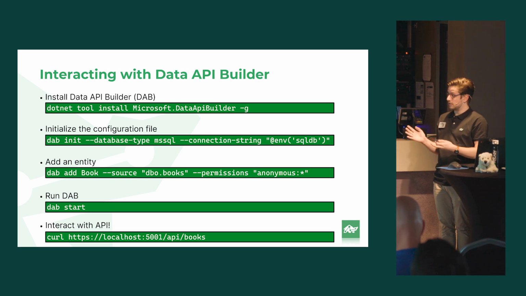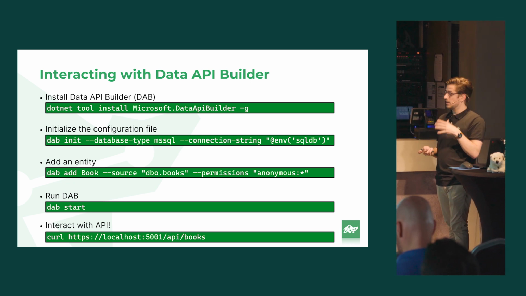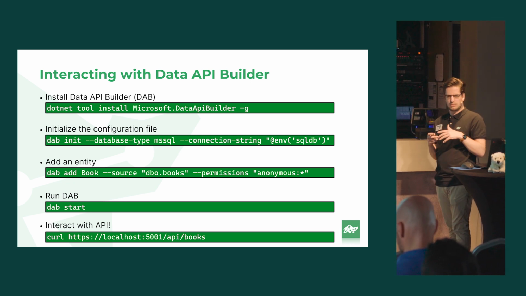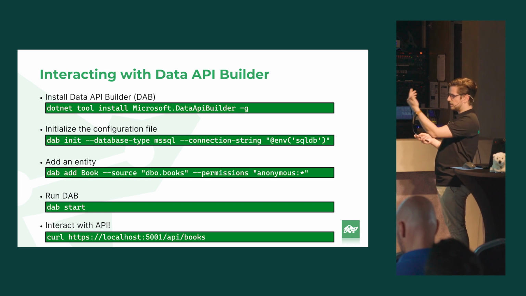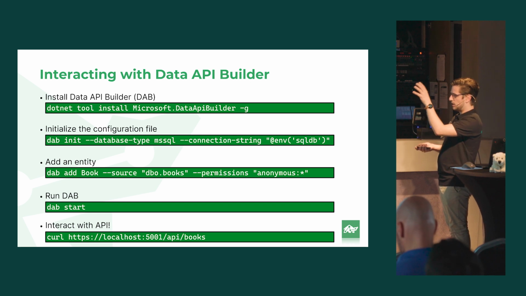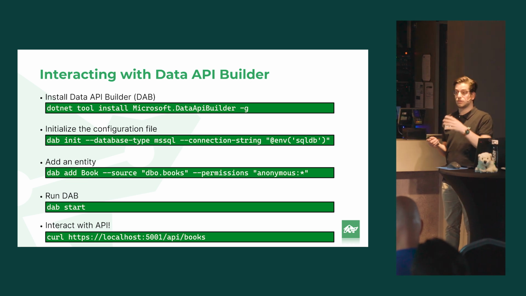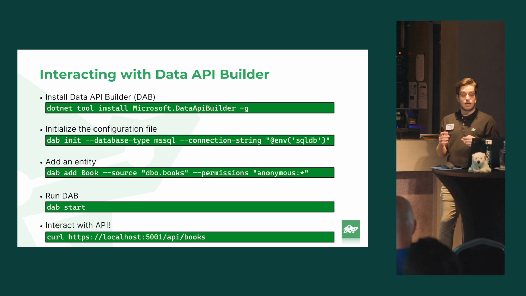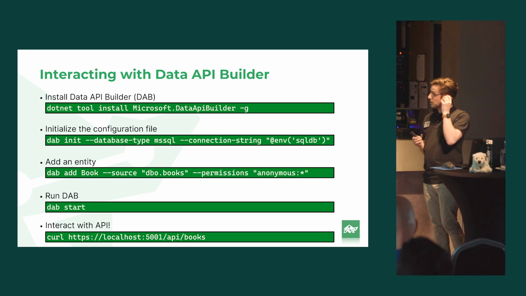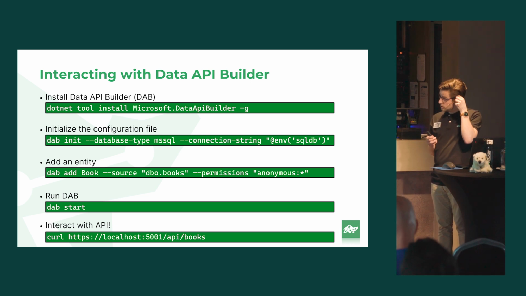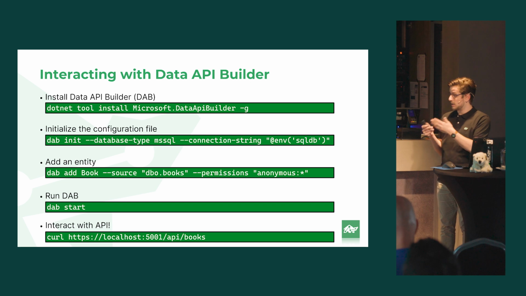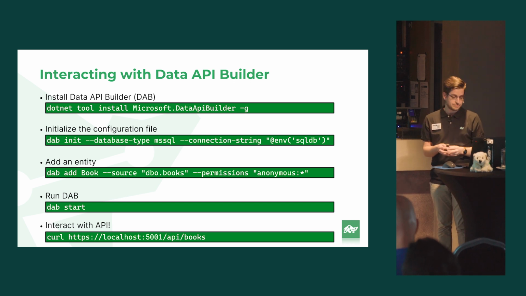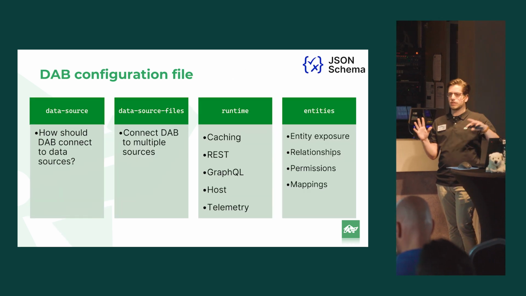Next, you can simply start it. So you can say dab start, and in a second, maybe a few milliseconds, you will just get your API, and you can say curl localhost:5001/api/books, and this will return in JSON the contents of that book table to you. I think this is really nice. Instead of having to build all of this custom stuff with like 5 calls, we are done and we are running this cool API.